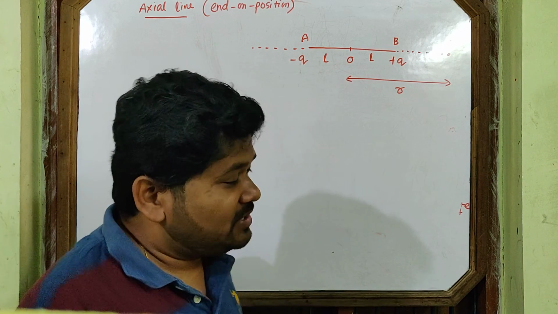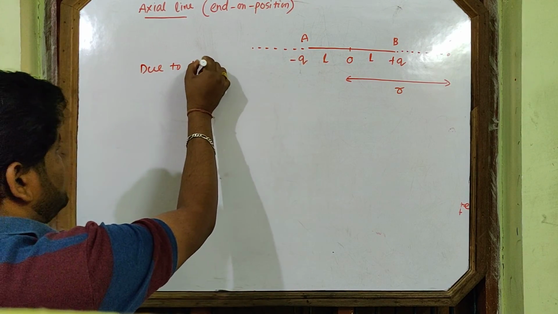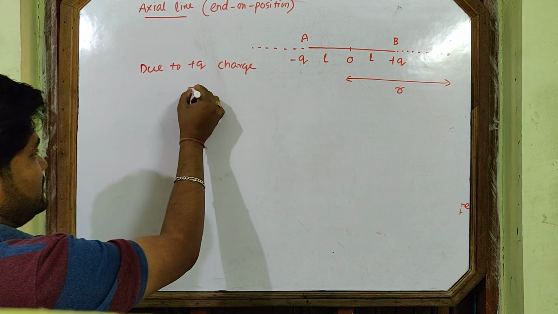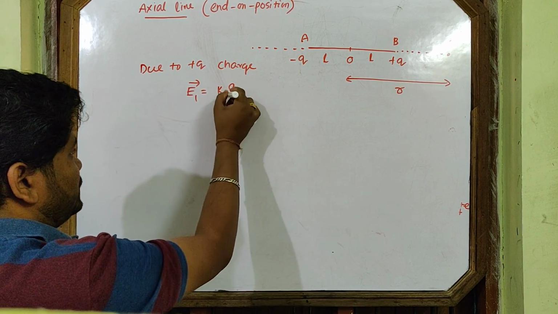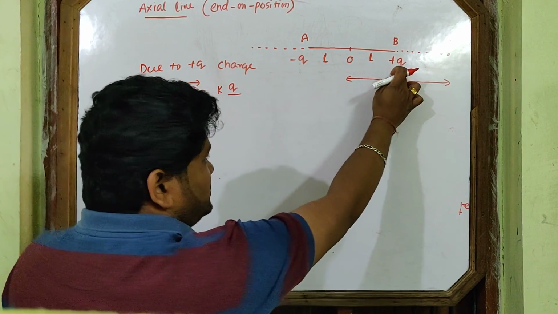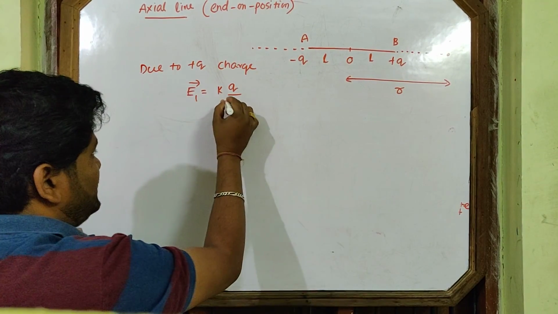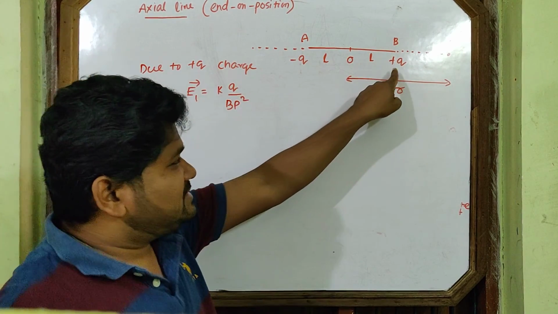I have already told you. Simply now let's start. Due to which charge? Plus q charge. Very simple derivation. E1 vector you write, KQ. Due to plus q, see this is plus q charge. At this point we will find. So what is the distance here? P square. Where is the direction? This is plus q charge.